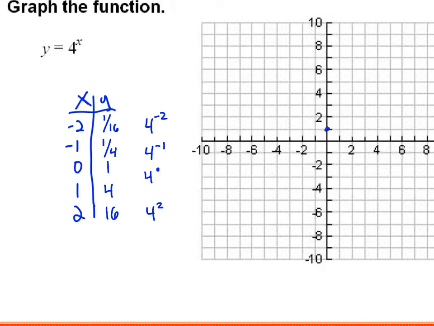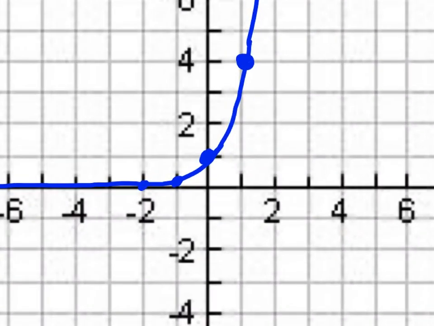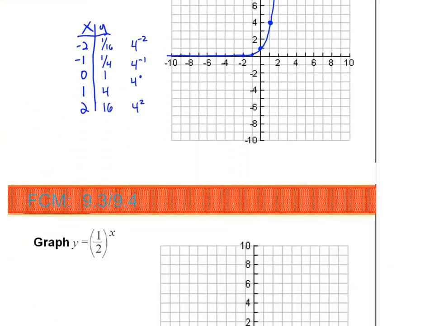Okay. So this is the same kind of shape. It's just much more extreme. So we're already at 4. By the time we get to 1, we're already up at 4. 2 jumps us way off the screen, way up there. Okay, 1/16, so super, super small. Obviously when I'm grading your graphs, I can't tell whether that dot is really actually 1/16. So I'm looking right in here. I'm looking at these three dots to know whether you truly have an accurate graph. So you need to make sure these are correct. The other ones I can't really tell on graphs like this. Okay? All right. So that is 4 to the power of x.